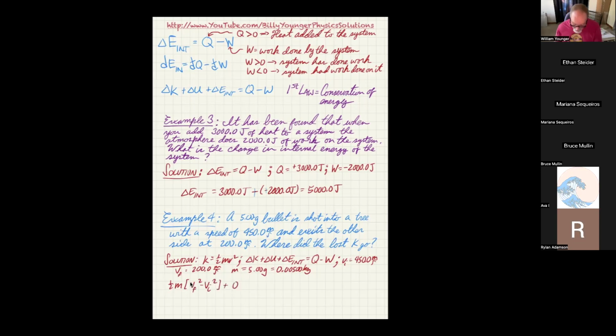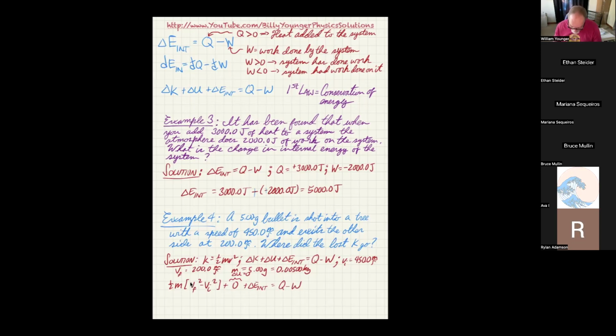plus 0, because I said that a bullet was shot into a tree. I didn't necessarily say I was shooting it down or up. And if I did shoot it in a downward direction or upward direction, that would cause a change in potential energy. And I'd need to give you that information, not only that I did that, but also how far down and how far up I shot it. So that means we have to go on the assumption that potential energy change was 0, which is why I wrote delta U is equal to 0. And then I'll say plus delta E internal is equal to Q minus W.